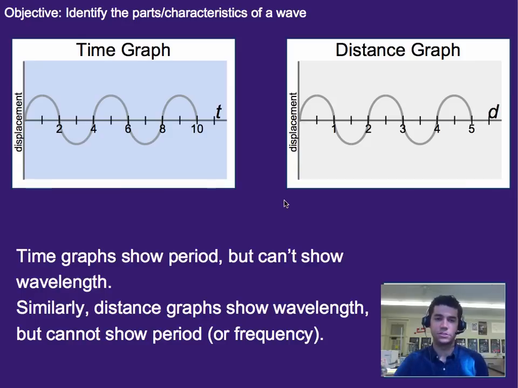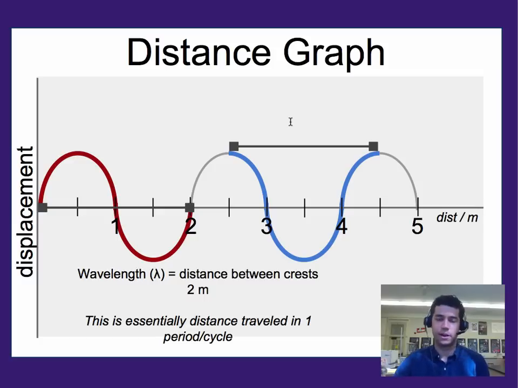But let's look at a distance graph, because time graphs show us about period and frequency, or we can figure out frequency, but they can't show us wavelength. And similarly, distance graphs can show us wavelength, but they cannot show us the period or the frequency. So let's go to a distance graph.